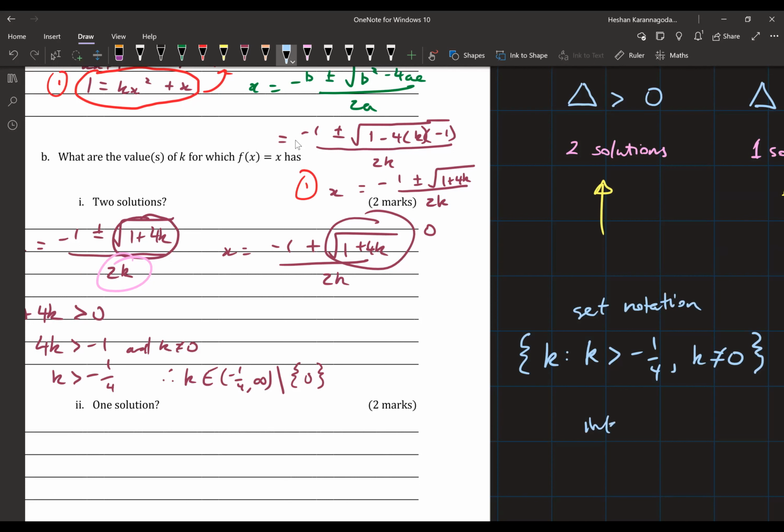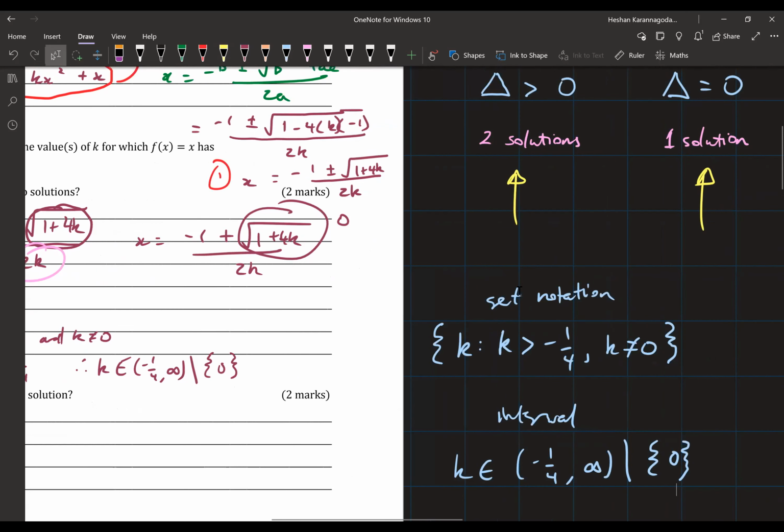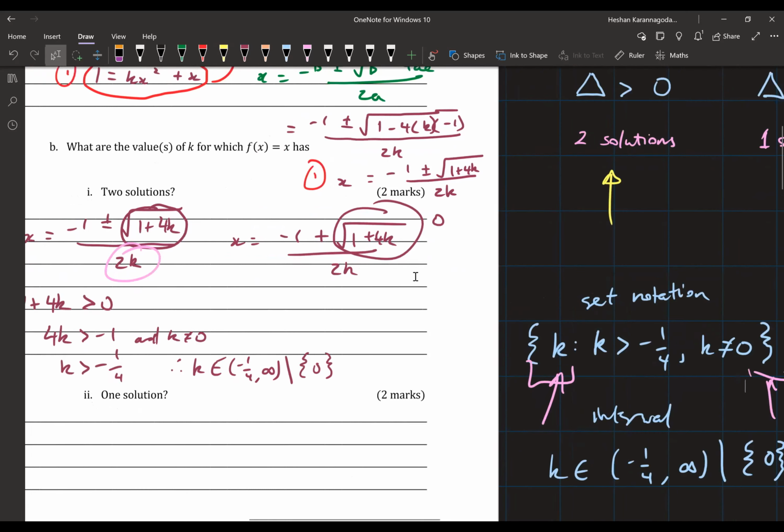And then for interval, it would be what I wrote before, k is an element of -1/4 to infinity, and then you exclude 0. So these are the two possible solutions. Either one is perfectly fine, whichever one you prefer. I think most people prefer interval notation because no one remembers the notation for sets. They don't know the squiggly line and things like that, but that's something that you have to include. So that's why people avoid that.